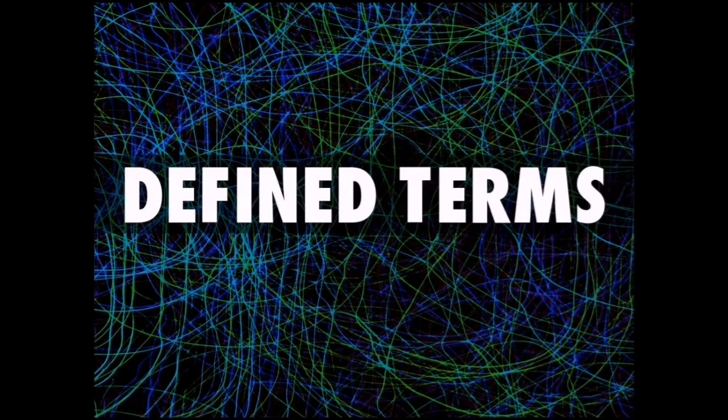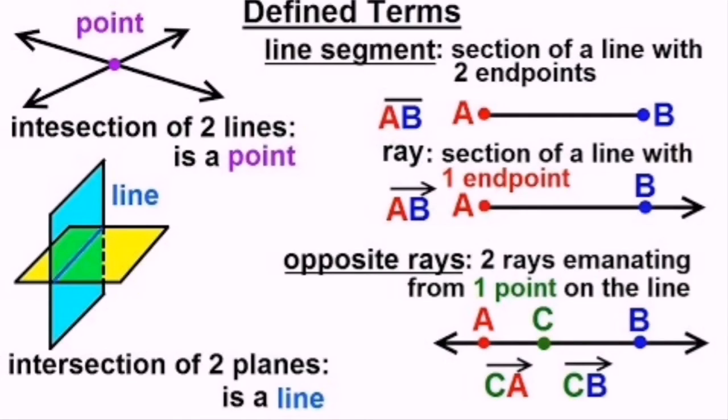Defined terms. In geometry, we have several undefined terms which are the point, line, and plane. From all these three undefined terms, all other terms in geometry can be defined.